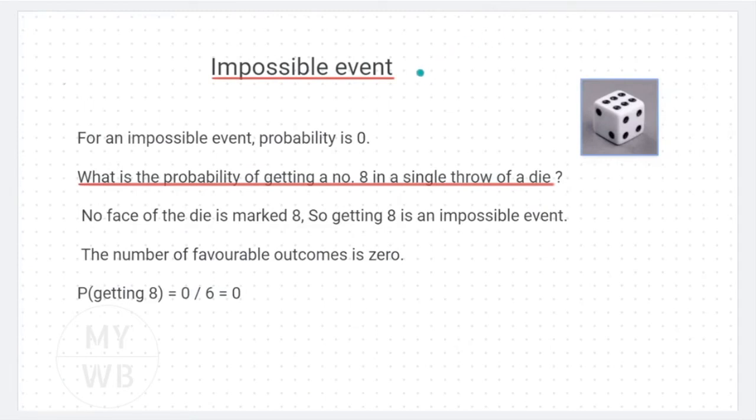Let's see what an impossible event is. For an impossible event, probability is 0. What is the probability of getting a number 8 in a single throw of a die? No face in a die is marked with 8, so this will never happen. Getting 8 is an impossible event. The number of favorable outcomes is 0. Hence the probability of getting 8 is 0.